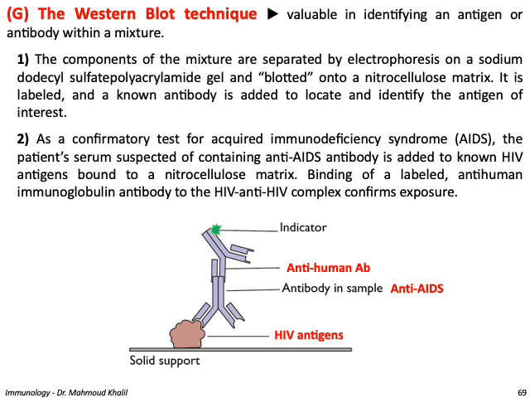And this sketch summarizes how you can detect the HIV antigen. You have a solid support, which in our case is the nitrocellulose matrix, and you have the antigen adsorbed on its surface. Then you add the antibody in the sample, which is assumed to be anti-AIDS. Then you add anti-human antibody, and you have an indicator which is either a color or a fluorescent label. And this is a straightforward technique to detect a lot of antibodies and antigens.